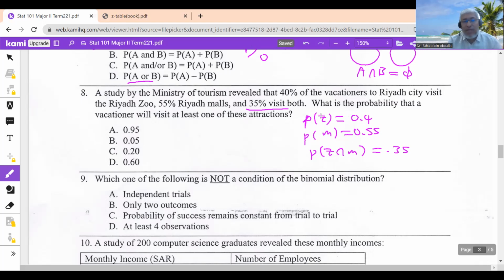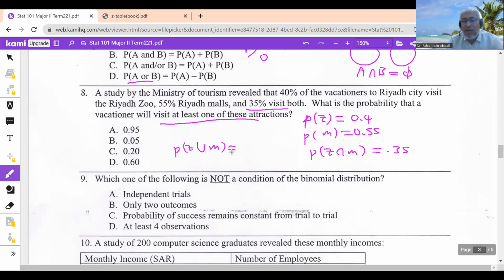The question: what is the probability that a vacationer will visit at least one of these attractions? Now, what is the meaning of at least one of them? It means either the zoo, that's enough, only the zoo, or the mall, that would also be enough. So if he visits a zoo, that's okay. If he visits a mall, that's okay. If he visits both, that's okay, because he says at least one of them. At least means either one or both of them. This means the union. That's the definition of the union.